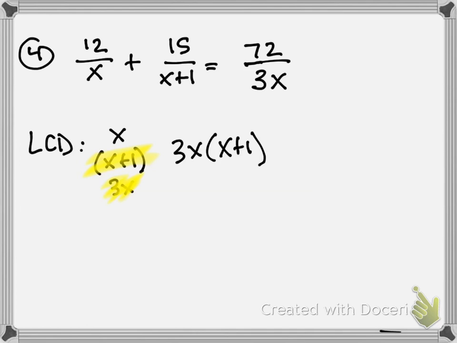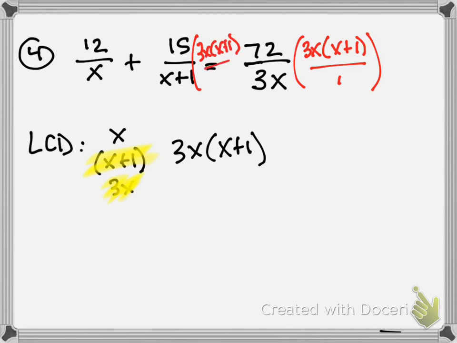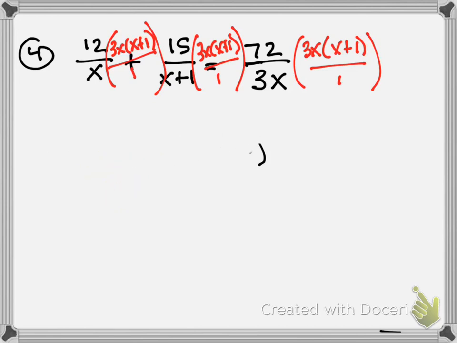So we're going to multiply all three of these fractions here by 3x times x plus 1 over 1. We're going to multiply this one by 3x times x plus 1 over 1. And we're going to multiply this one by 3x times x plus 1 over 1. All right. I'm not going to multiply through yet because I want to make my life as easy as I can.